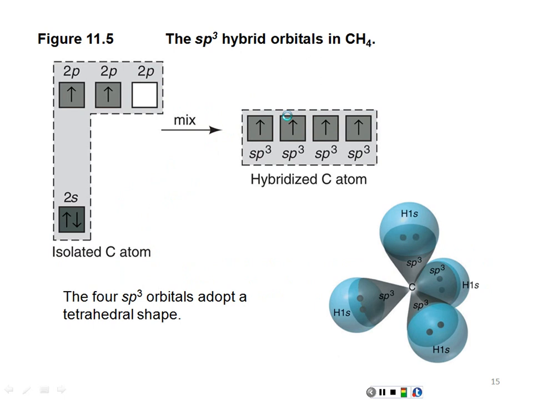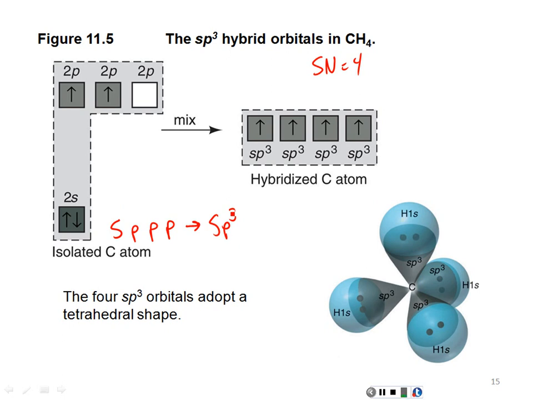If we go up again, now we have a steric number of 4. We're going to need 4 identical hybrid orbitals. Where do we get them from? We have 1 s, and now we have 3 p orbitals, so that becomes sp3 hybridized orbitals.